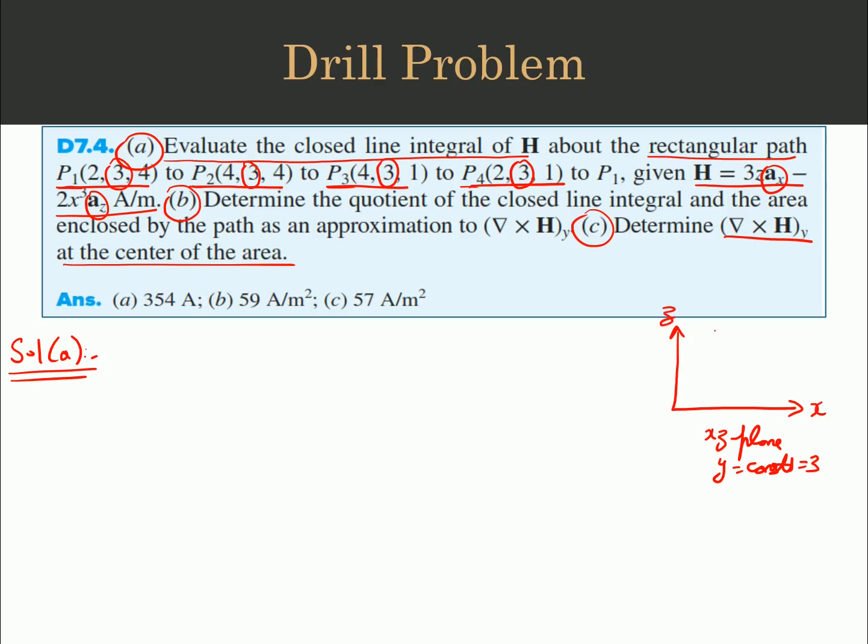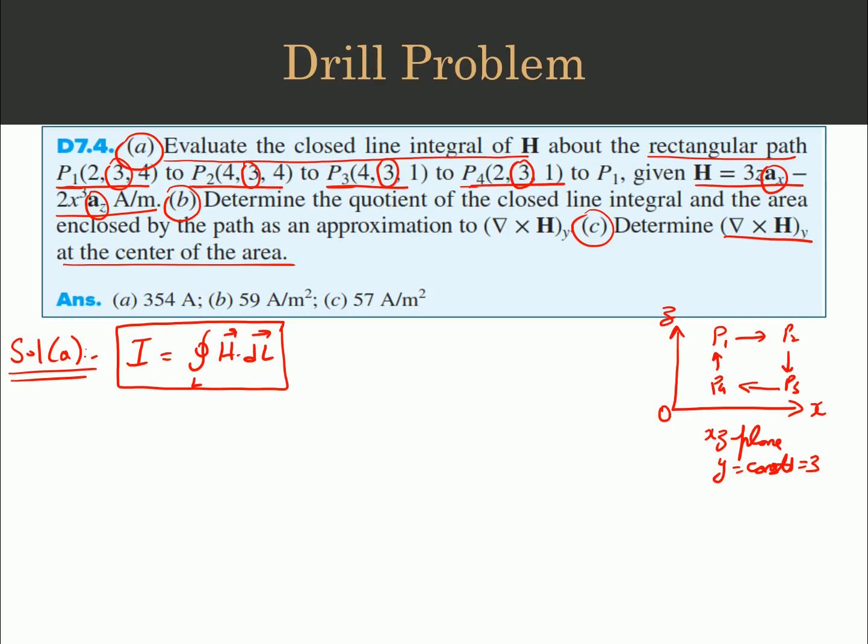Now I can start from point 1 over here at 2, 3, 4. Then this could be point 2, this is point 3, back to point 4 and back to point 1. So this is my rectangle drawn in the xz plane, where y is a constant having a value of 3. Now in order to find the closed line integral, I need to apply Ampere's law, because Ampere's law says that the current in a closed path gives you the magnetic field intensity on that path in smaller sections represented by dl. So I need to apply this integral to all the positions.